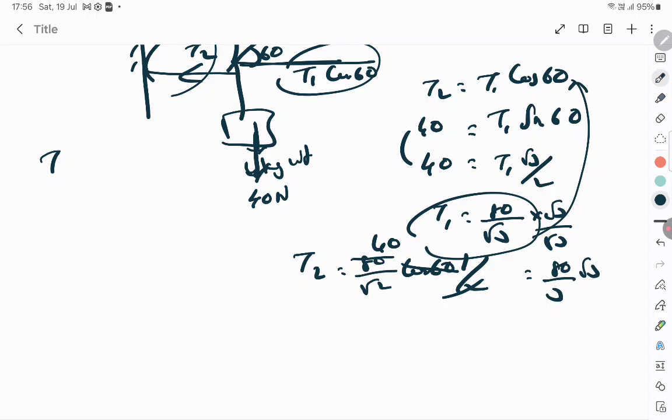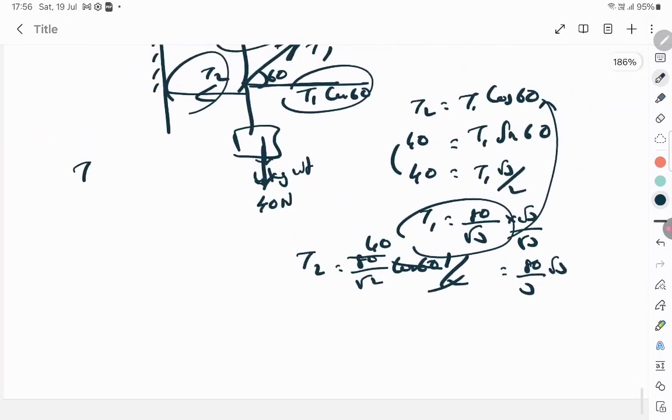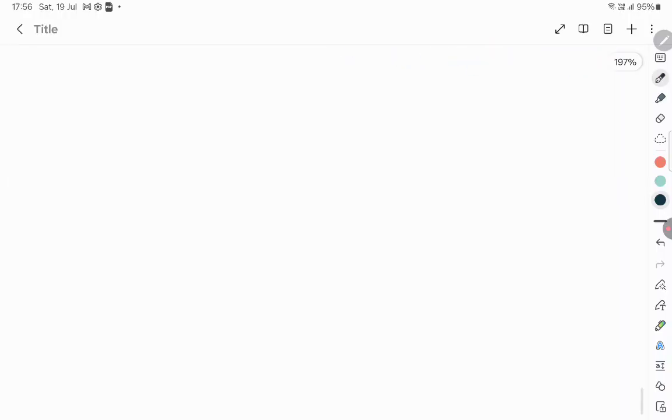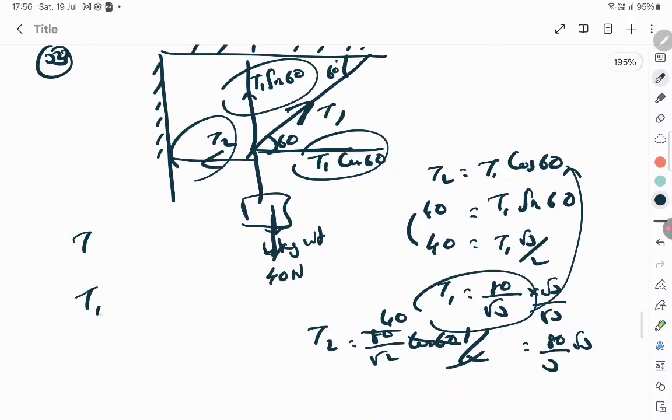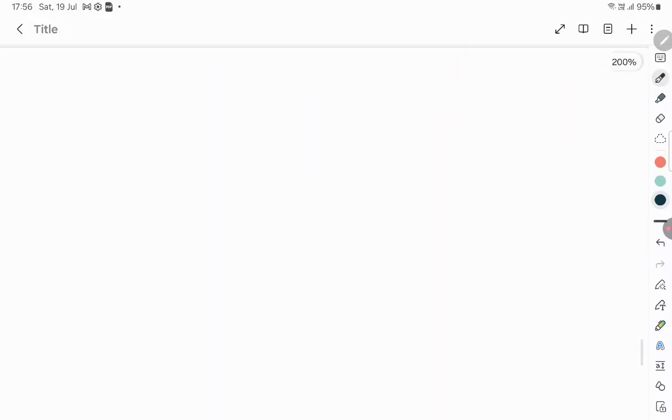Root 3 is 1.732. Just multiply and check your answers. Use Aurora while doing the sums, and they have given that T1's answer to be 45.26 Newton and T2's answer to be 22.63 Newton. Make sure you're getting the answer. This is the method in which we do the 34th question.